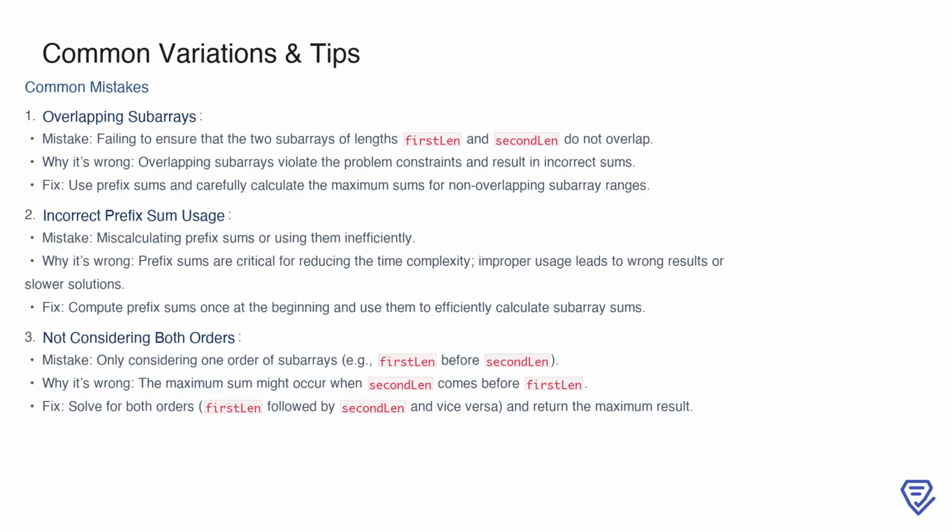Another common mistake involves miscalculating prefix sums or using them inefficiently. Since prefix sums are critical for reducing time complexity, any errors here could lead to wrong results or slower solutions. The solution is to compute the prefix sums once at the start and reuse them for efficient sum calculations. Additionally, many people focus only on one order of subarrays, such as first len before second len, but the maximum sum might occur when the order is reversed. To address this, we solve for both orders and return the maximum result, ensuring no potential solution is overlooked.